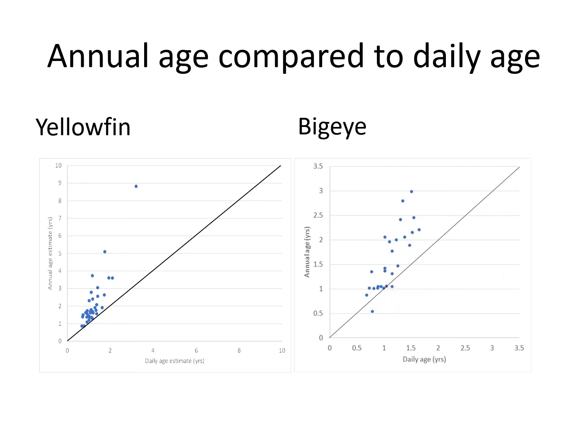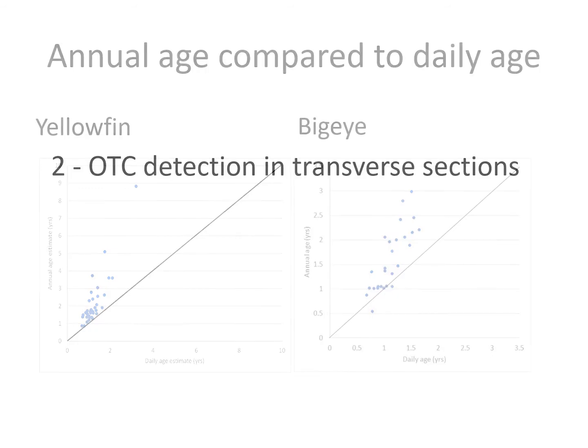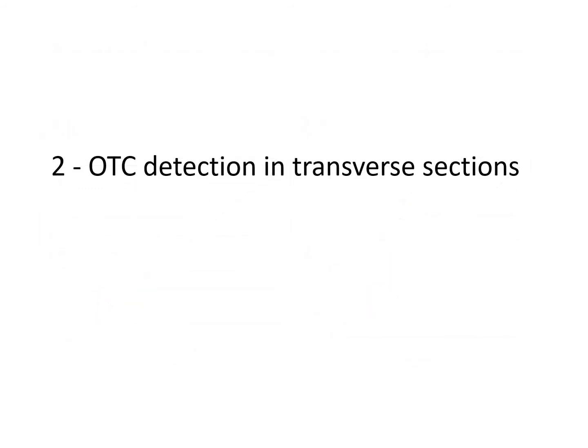So this just reiterates the need for having marked, tagged and recaptured samples and running a program like the tropical tuna tagging program, and leads nicely into the second section, which is the OTC detection within the transverse sections.